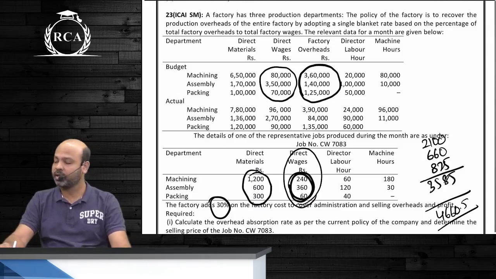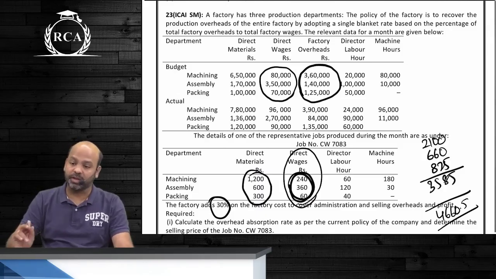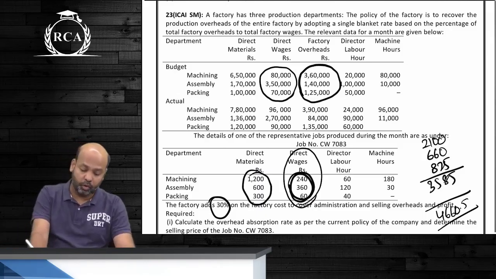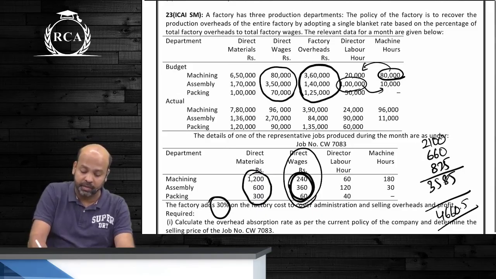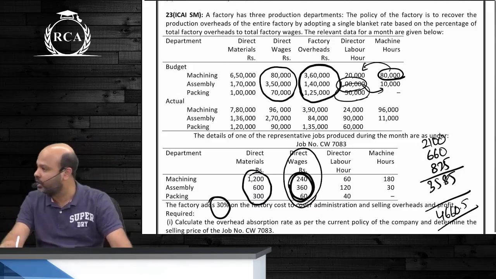So it is not given. This was the reason why I gave those examples yesterday, beta, so that it's easier to relate to this question. If you look at a machining department, it is machine intensive, guys. The number of machine hours are way more than the number of labor hours. If you look at assembly department, it is labor intensive. Packing में तो machining है ही नहीं, it is only labor.